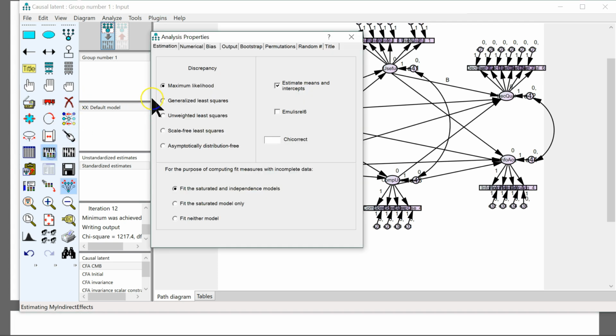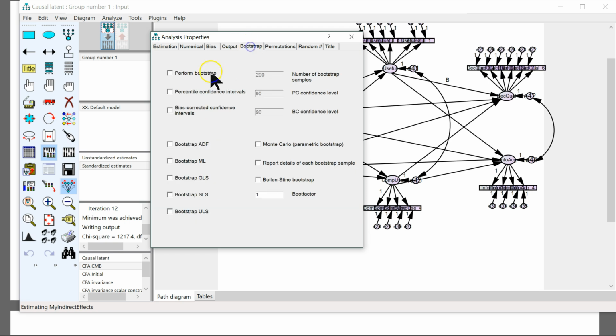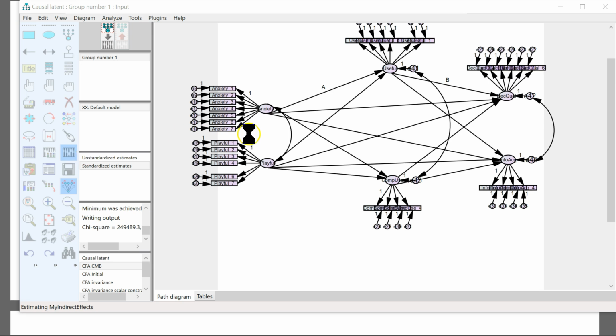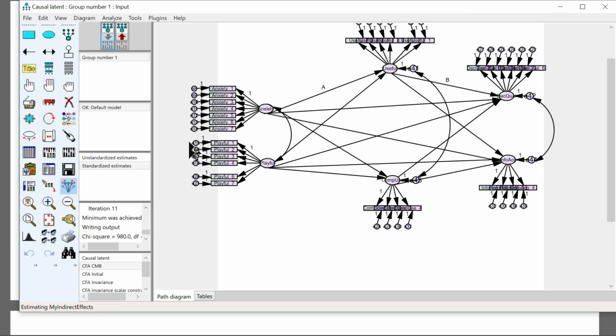So. Let's go to boot here. We're not going to estimate means and intercepts. We're going to go to bootstrap, and we're going to perform a bootstrap. 2000 is fine. Bias corrected. You can use 95% if you want, or 90. It doesn't matter to me. I'll put 95. And I'll run it. It's going to think about it. It's bootstrapping, so it takes a sec. It actually ran. Hooray.